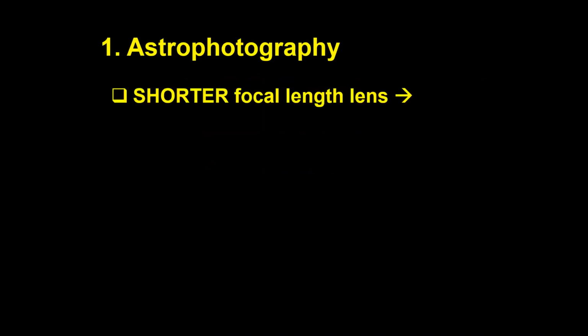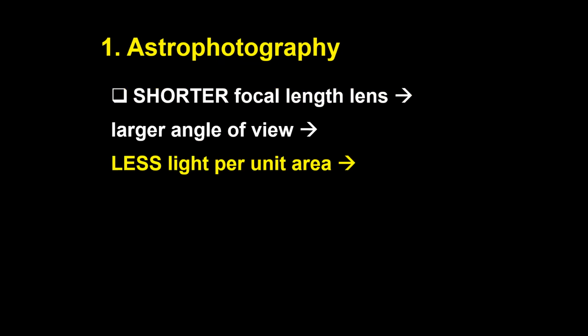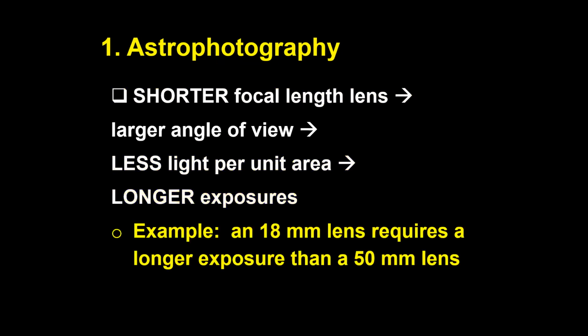Now a shorter focal length tends to give a larger angle of view, and that means less light per unit area, which means longer exposures. So for an example, if you have an 18mm lens, that requires a longer exposure time than a 50mm lens.